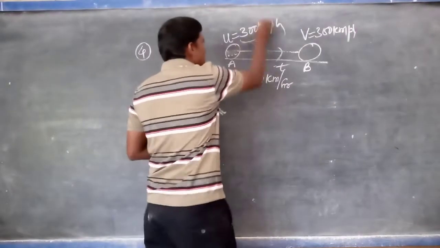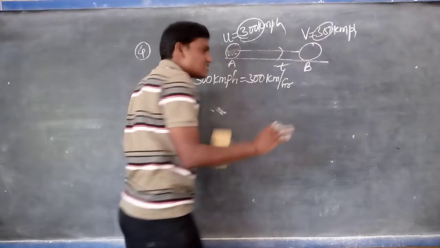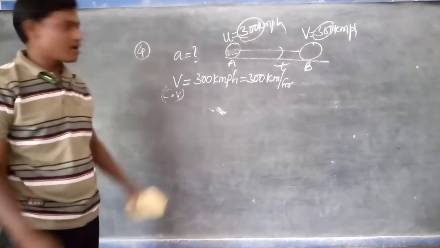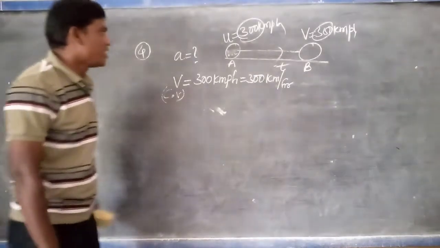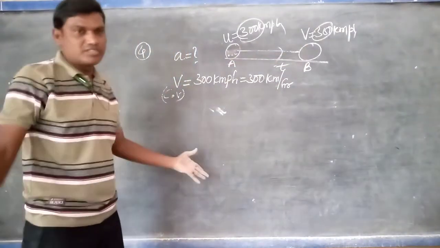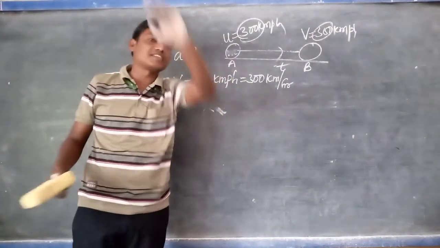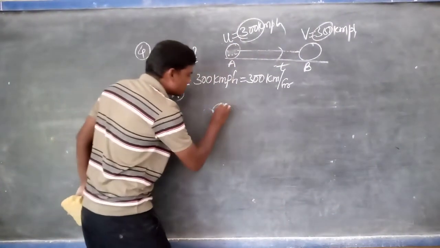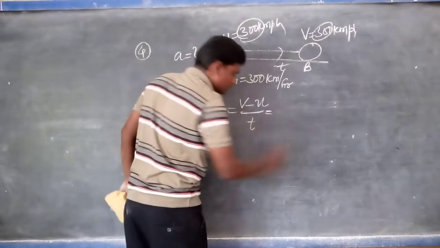So what is the initial velocity? 300. What is the next one? 300. The velocity does not change because the car is moving with constant velocity. So if the velocity does not change, what about the acceleration? It is zero. The car is moving with zero acceleration. We know the formula: a = (v - u)/t.